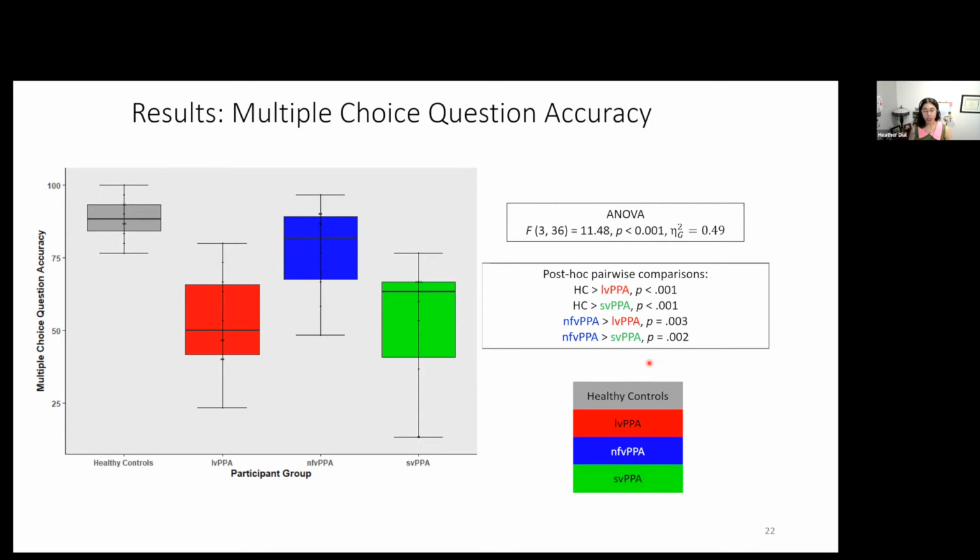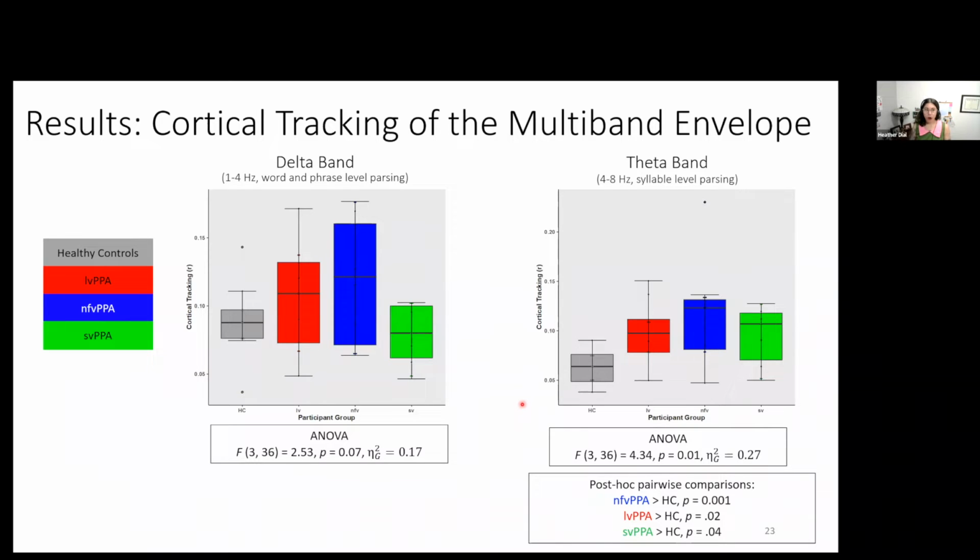Next, we looked at the prediction accuracy for the TRF on the speech envelope. For all of the cortical tracking results that I'll be presenting, I'll have the delta band on the left, the theta band on the right. The y-axis is going to be the prediction accuracy, that correlation between the predicted and observed EEG. And again, we have participant group on the x-axis. So what we saw within the delta band for that envelope tracking was no significant differences across the participant groups. It was trending that way. It didn't reach traditional statistical significance. The theta band, on the other hand, we do see significantly elevated cortical tracking of the envelope in all 3 PPA subtypes.